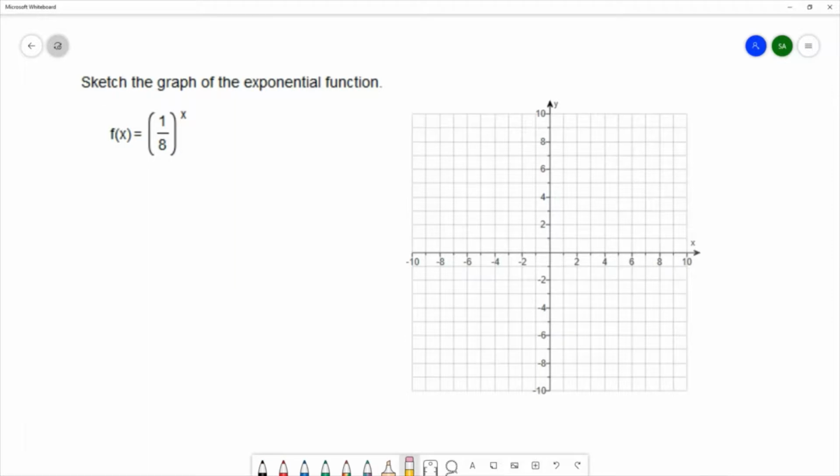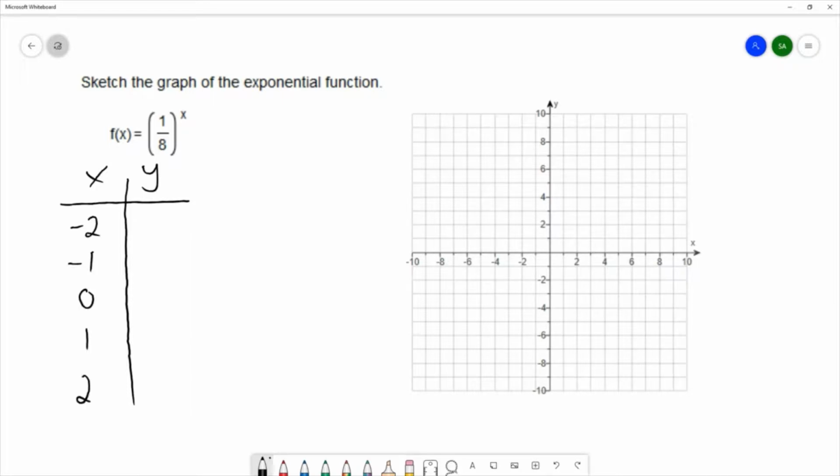For this example, we want to sketch the graph of an exponential function, f of x equals 1/8 to the x. I'm going to sketch the graph by plotting points. I'm going to choose my standard set of x values, -2, -1, 0, 1, and 2. I'll substitute these in for x to find the y values. I'm going to start with the easier values.